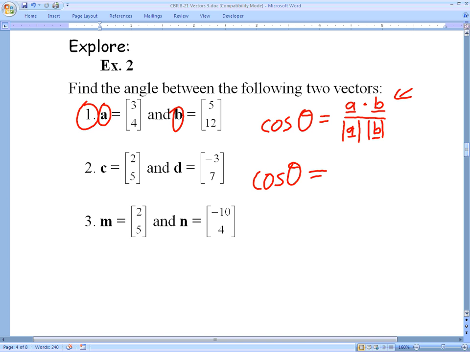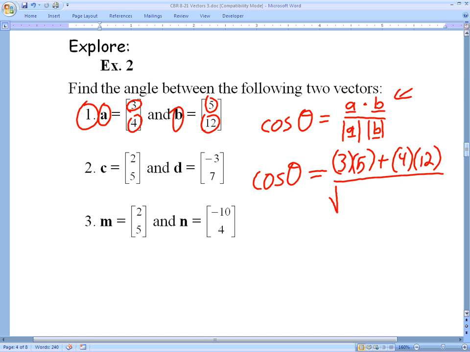And A dot B, remember, we're going to multiply the X components together and then the Y components together. So we'll have 3 times 5 plus 4 times 12 all over the magnitude of these vectors. Now think back to magnitude. That's going to be a radical, and it's based on the Pythagorean theorem of the X and Y components squared and then added together. So 3 squared plus 4 squared would be the magnitude of vector A, and 5 squared plus 12 squared would be the magnitude of vector B.